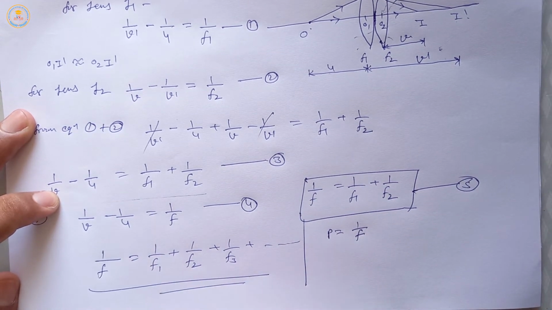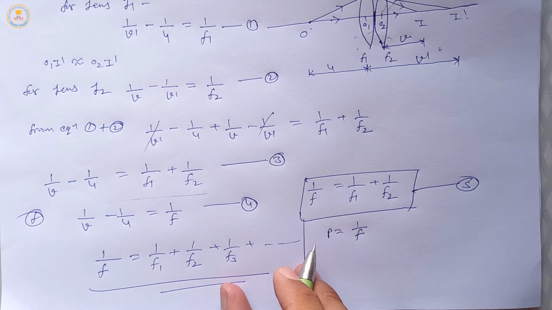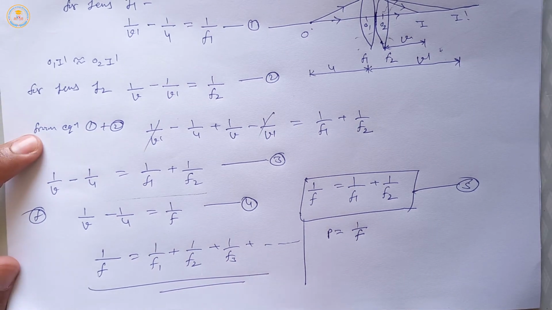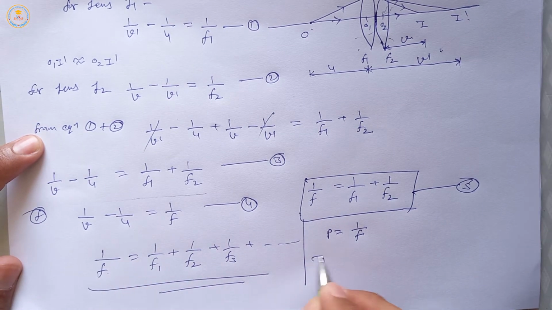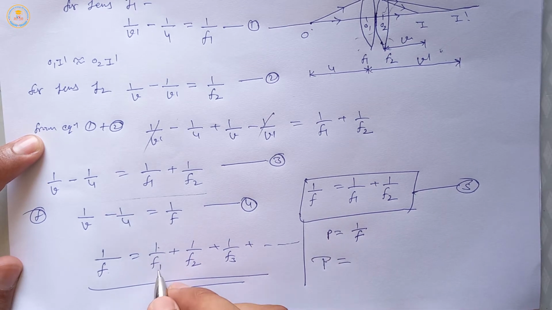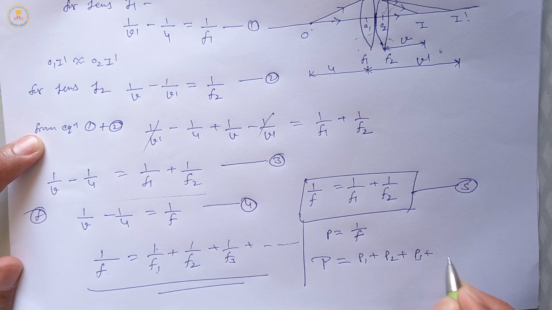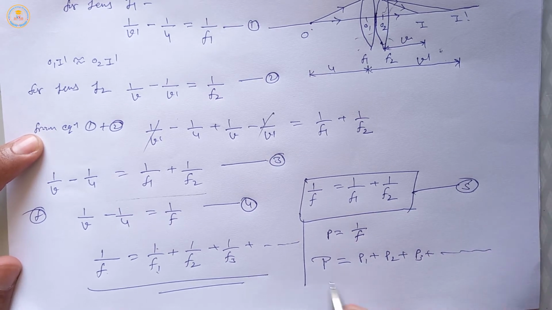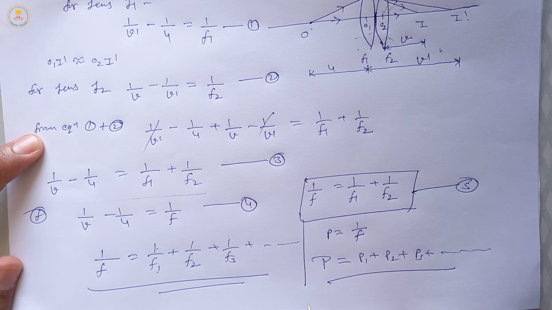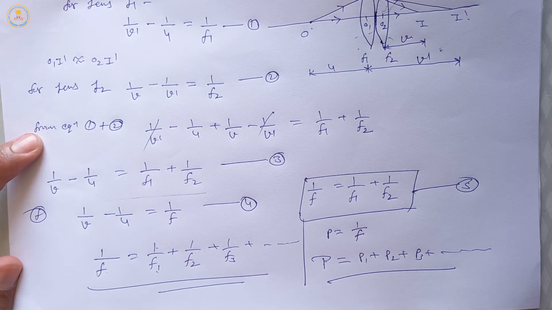So from this equation, the power of combination of lenses, 1 upon f is equal to P, is equal to 1 upon f1, meaning P1 plus P2 plus P3 and so on up to Pn. So here we can say the total power of a combination of lenses is equal to the sum of power of each lens. Clear it?